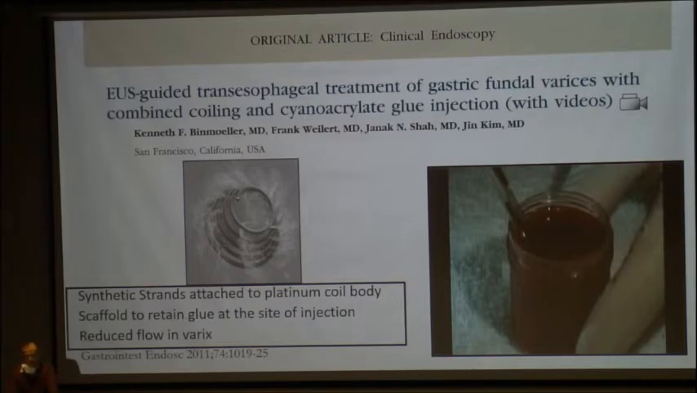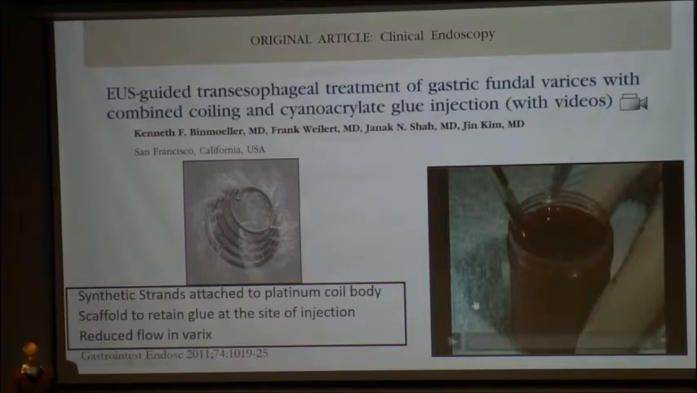So a novel method was devised by Dr. Kenneth Binmoller, where if we inject coil first and subsequently follow it with the glue therapy, then the coil will actually act as a scaffold and will tend to retain the glue, and thereby it will reduce the amount of glue required, and also the number of coils required will be less.